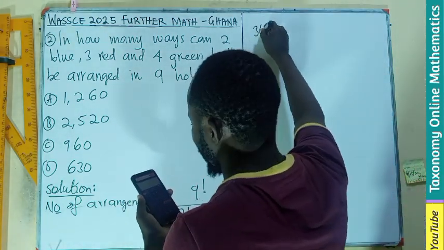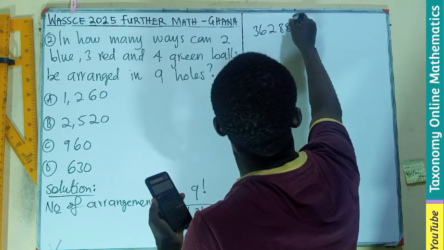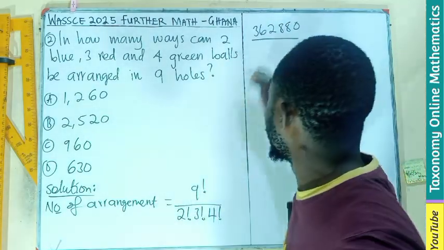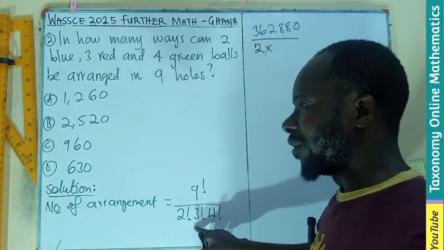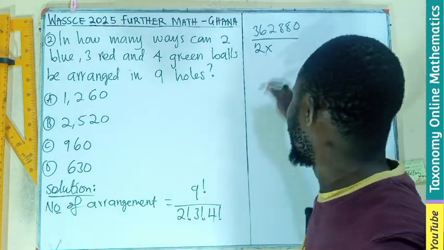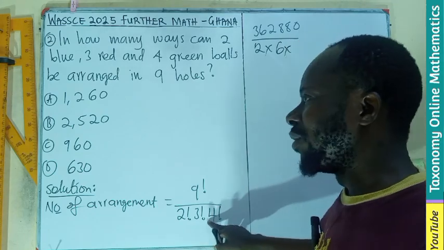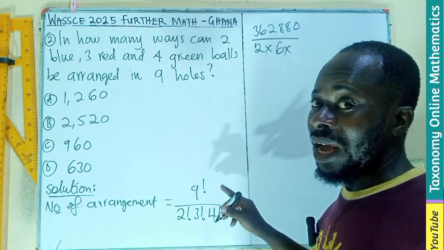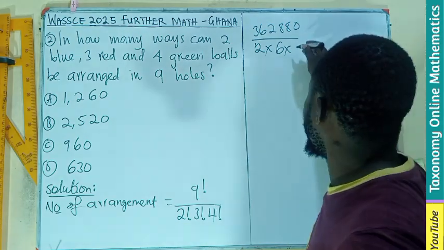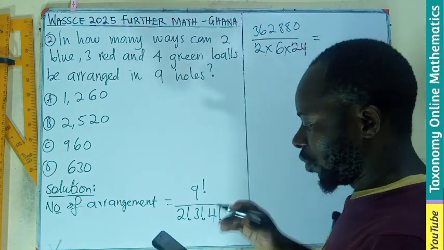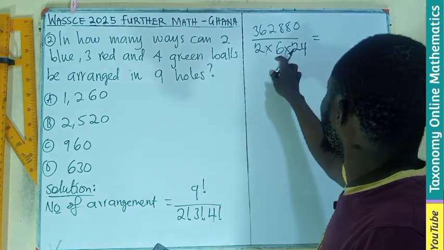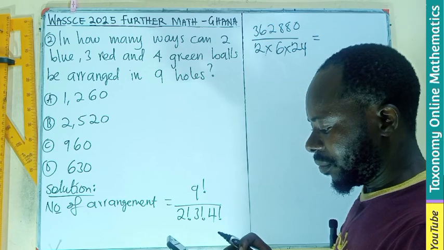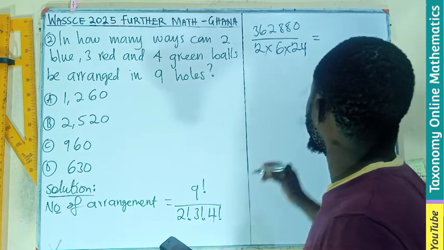of 362880. Then we come to 2 factorial, which is 2 times 1. That is 2. 3 factorial is 3 times 2 times 1. That will be 6. This is going to be 4 times 3, 12, times 2, that will be 24. So if you put all that together, which is 12 times 24, that also gives you 288.